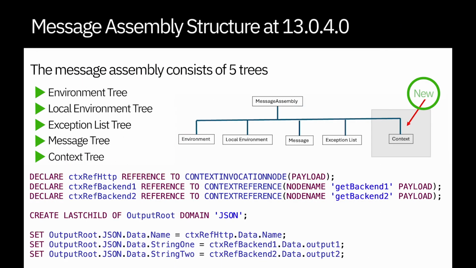So in the previous videos, I introduced the context tree and gave an example of how to access payload data from earlier nodes in the message flow. The context tree is a new tree in the message assembly, which is not captured by default. It is only made available in the message assembly when it is referenced.